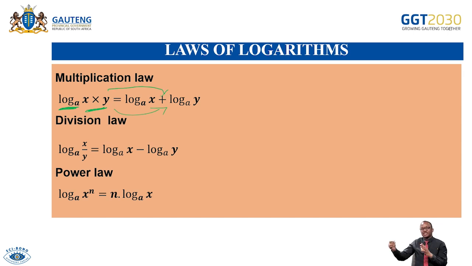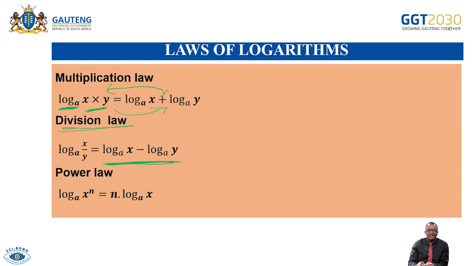Where they give you an expanded log, then you need to reduce it. So we can work it from left to right and right to left. Multiplication goes hand in hand with addition. Then the division law says, the minute I have a log base A of x over y, it's equal to a subtraction. Division goes hand in hand with subtraction. You can see that as I'm expanding it, we are subtracting there.